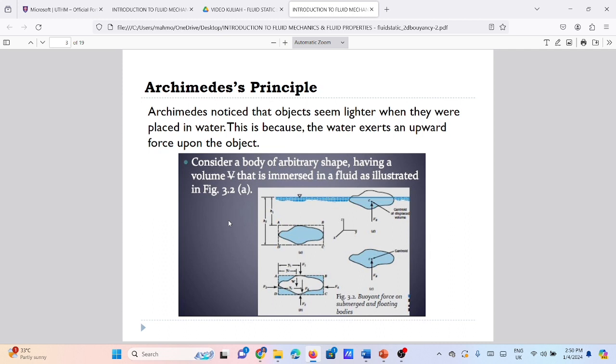So in this chapter, we have to understand about the Archimedes principle. What is the Archimedes principle? Archimedes' principle is to notice that objects seem lighter when they are placed in water. This is because the water exerts an upward force upon the object.